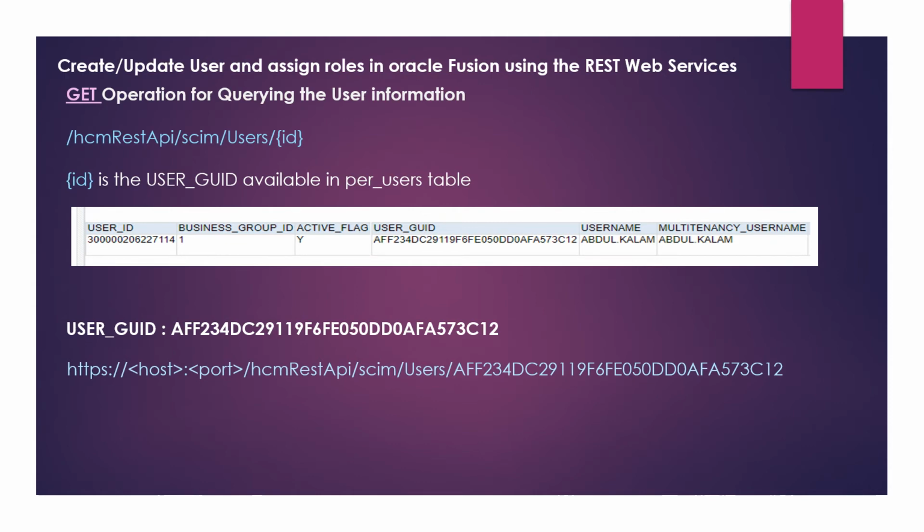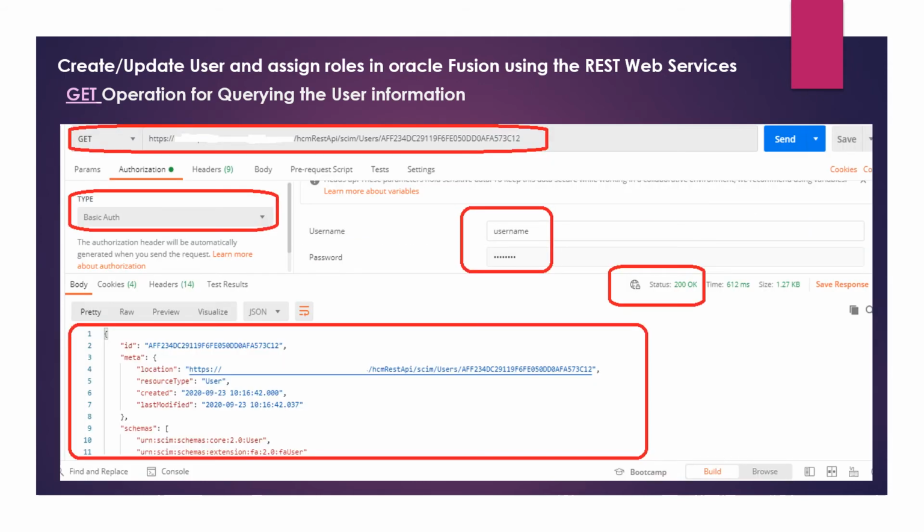For this we have a REST service, which is the REST API slash HCM slash users slash ID. The ID is nothing but the user GUID, which we can get from the per users table. Once we get it, we have to prepare the URL of the web service. So again the host and port, which is nothing but the application environment, and you have to suffix it with the ID, which is the user GUID. We will execute the GET operation using the GET method.